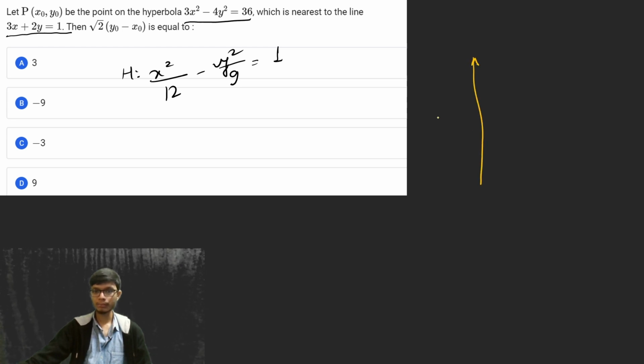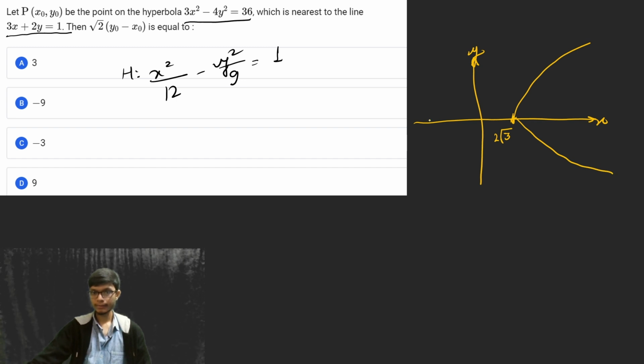So if you look at this problem, if this is the x-axis and this is the y-axis, you can see that this particular point is equal to 2 root 3, and similarly this point is equal to minus 2 root 3. So this is the hyperbola. Now it is saying that P is a point on the hyperbola.